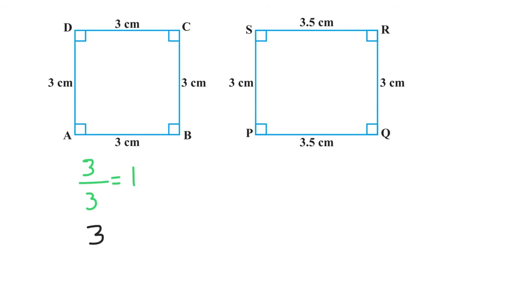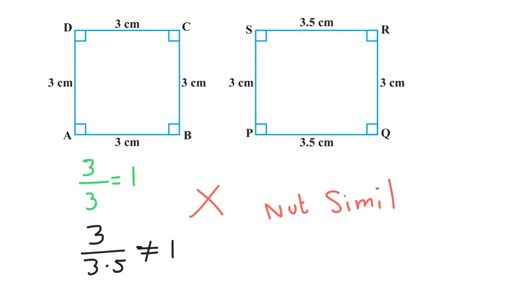What is the side AB, which is 3? And what is the corresponding side of AB? That is PQ. How much is that? 3.5. Do you get 1? We do not get 1. So the ratio of the corresponding sides is not the same. So the second criterion is not satisfied. Therefore, these two figures are not similar. They are not similar. So do you understand now? Both the conditions have to be satisfied.